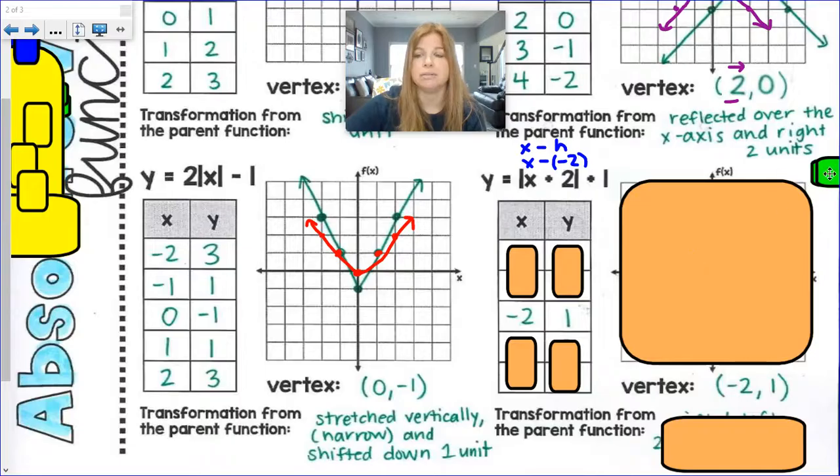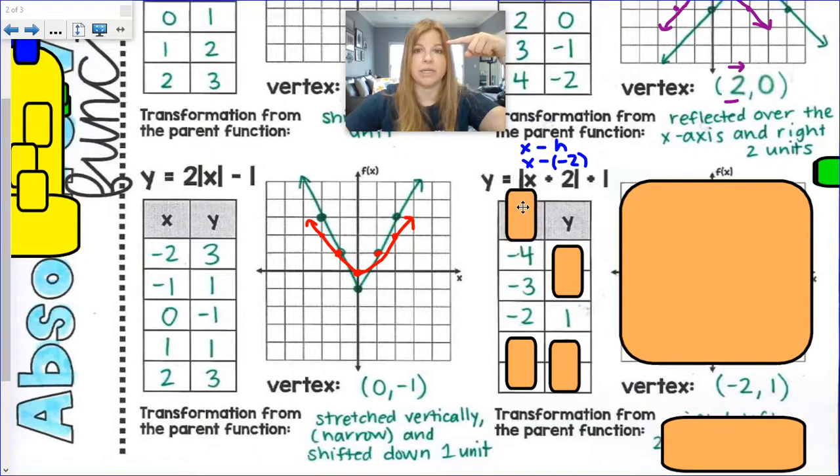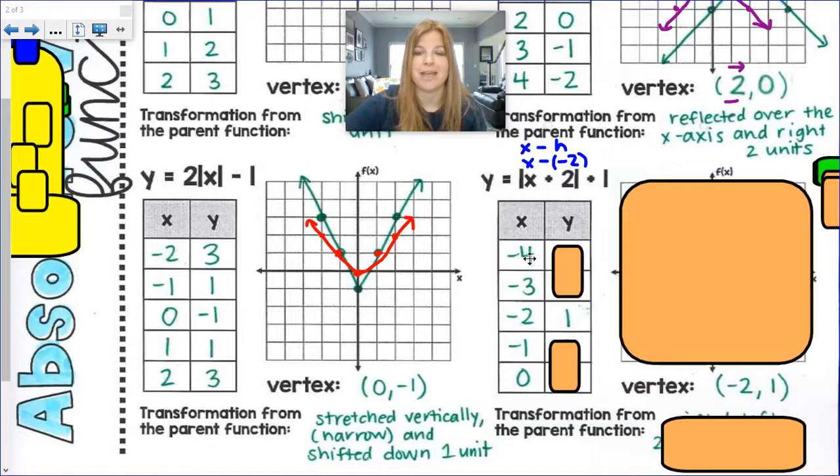Negative 2, 1 gets put right in the center of my table. I subtract 1 going up, so negative 3, negative 4. I add 1 going down, negative 1, 0. And now I go ahead and substitute each value in. Ready for the math with me?